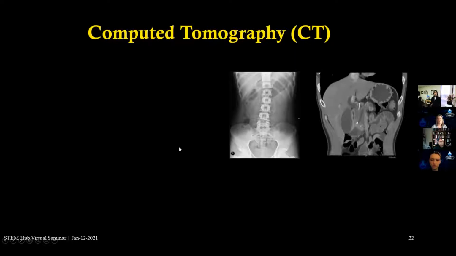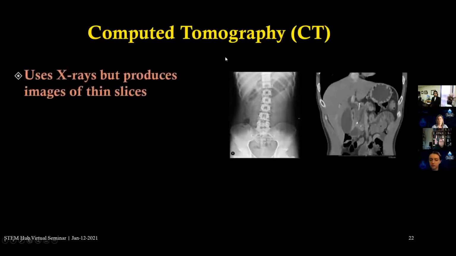So the next advancement of X-ray radiography is computed tomography. As I told, this is the radiography. But in the case of computed tomography, it also uses X-rays, but it produces images of a thin slice. So here you can see, this is again from the abdomen. Here it shows the liver, the stomach, intestines, and so on. And the contrast you see here is very clear.